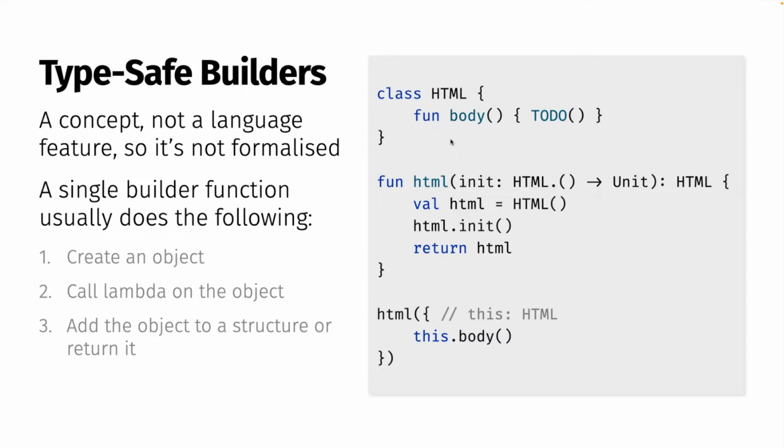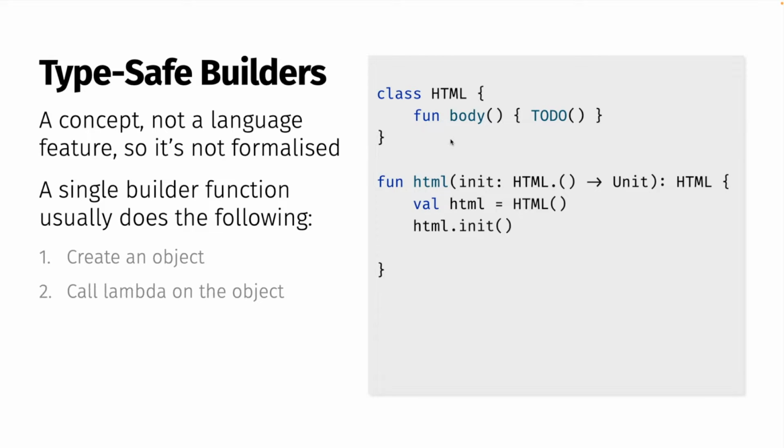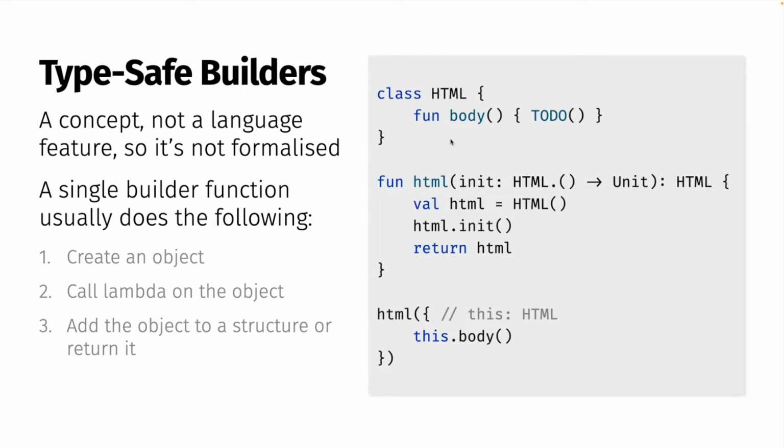What is the instance of HTML that we're calling the body method on? It's the one that we created in the first step. It is this one here, right? So now again, from what we saw before for lambdas, we can remove the round parentheses, right? Because it's the last parameter of the function call, and we can also drop the this.